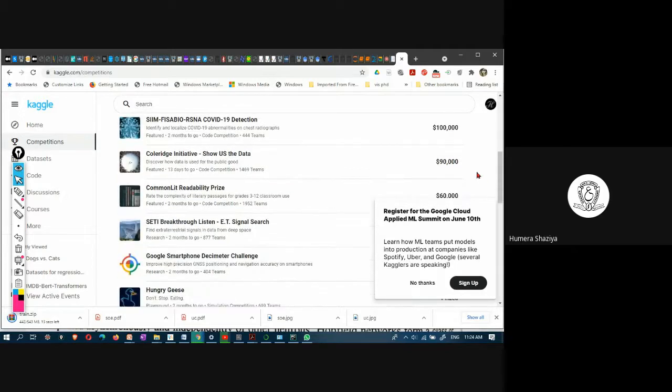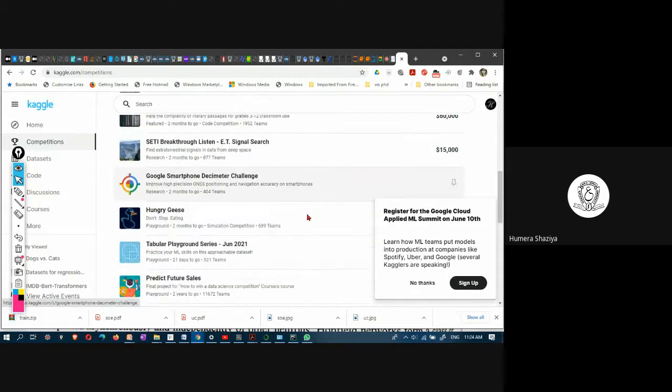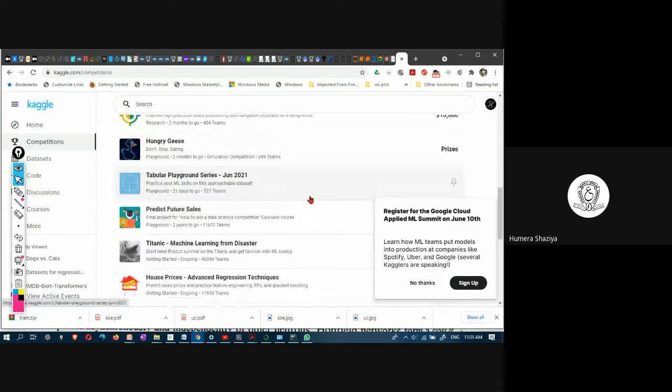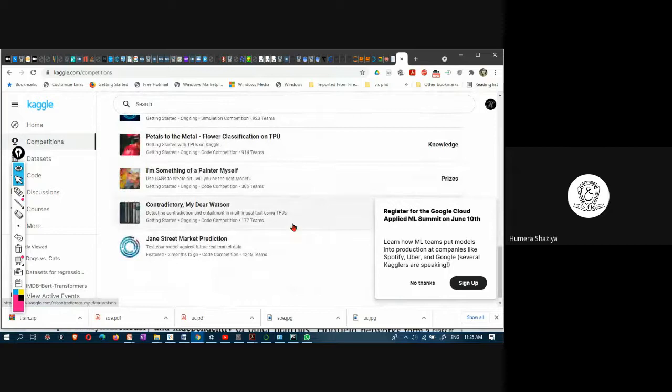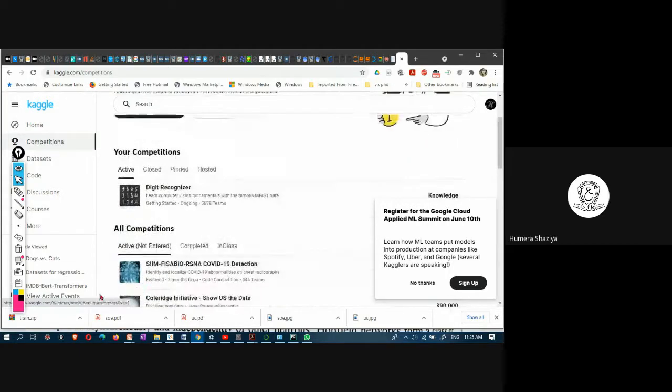and the prize for this one, show us the data, some discover something, Coleridge Initiative. I don't know what it is. We have to read it. Some competition whose award prize is $90,000 US dollars. Like this, competitions have prizes, and this way you can develop very good skills.